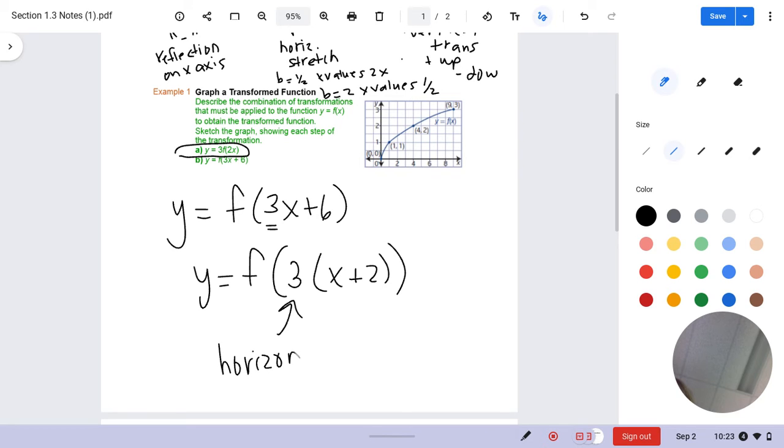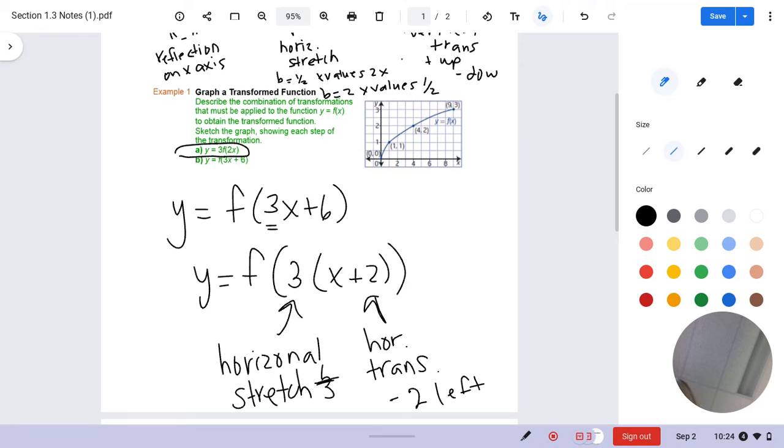Okay, so now that we have it written properly, this is our horizontal stretch of 3. It's actually going to be of a third, we can write it as, right? Because we're actually going to be timesing by a third. And this is going to be a horizontal translation. And it's going to go 2 to the left.